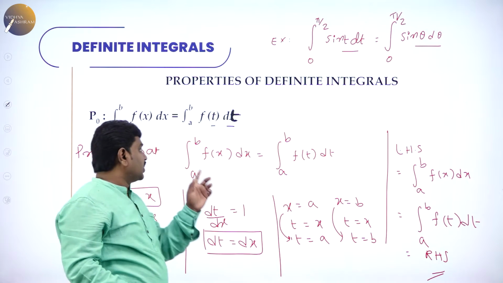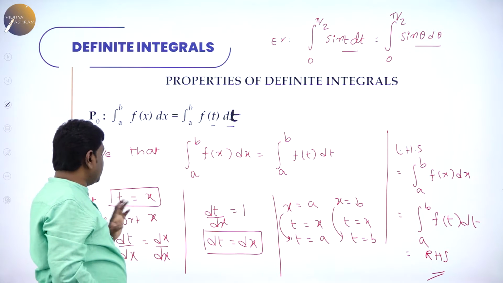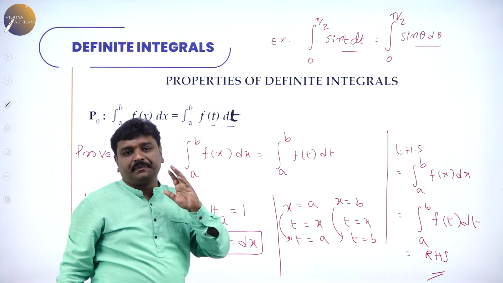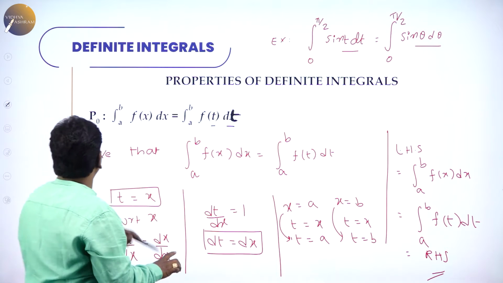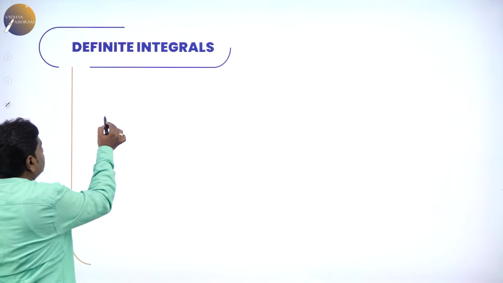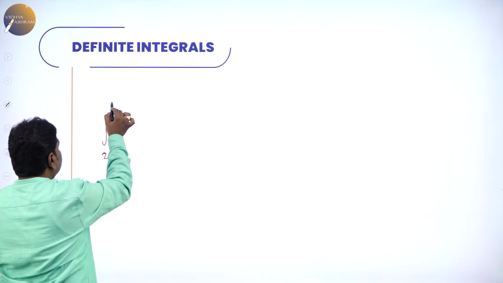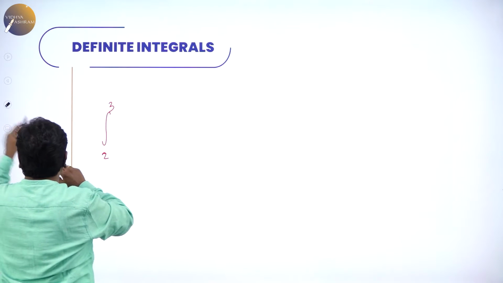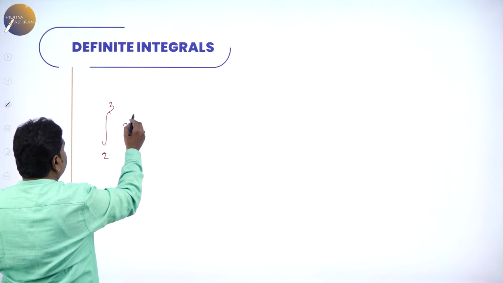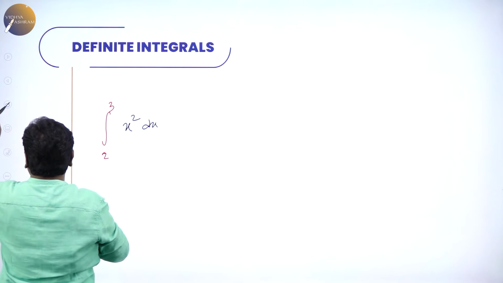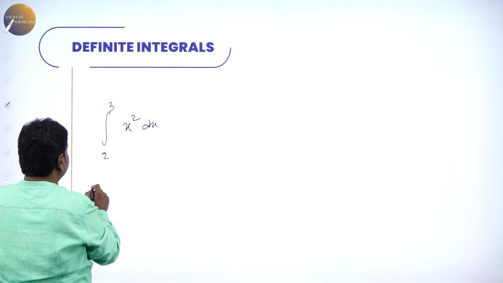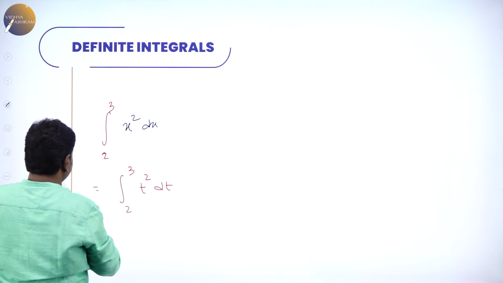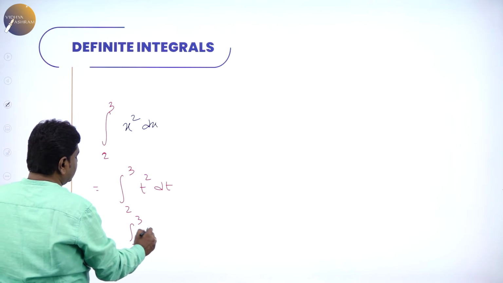So what we have done, we have taken LHS. In LHS, we assumed x as t and dx becomes dt. And when x is a, t is a. When x is b, t is also b. So these are the substitutions we have done. Next, say if you have integration of 2 to 3 x square dx. Same problem you can write it as integration of 2 to 3 t square dt. Or you can also write this as integration of same limits 2 to 3 theta square d theta.